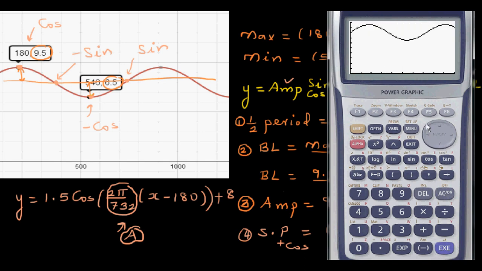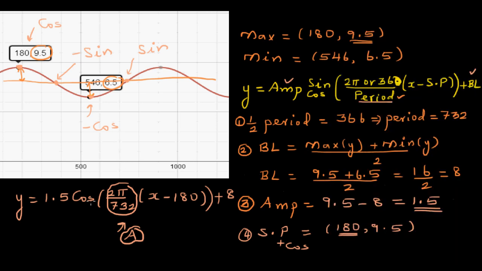So this is the graph, and we need to confirm the maximum and the minimum. G-Solve maximum is 189.5, G-Solve minimum is 546, 6.5. If you want to write the same graph as a negative cos graph, the equation would be y equals, the only difference would be negative 1.5, because it's a negative cos graph, cos times 2 pi divided by 732 times x minus 180 plus 8.